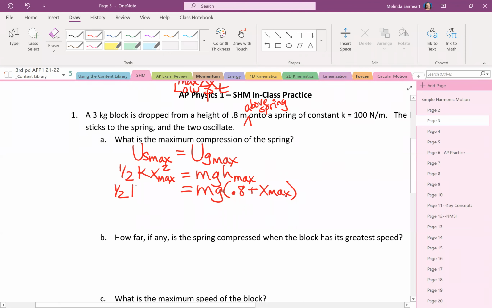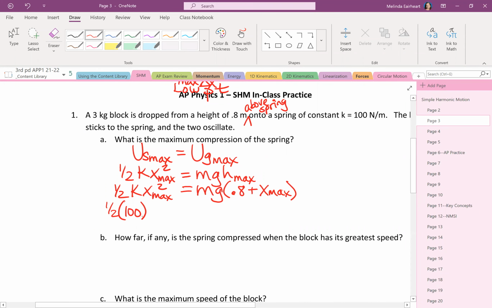Notice I've got x max on both sides. Is it going to cancel? No. This is the situation where it doesn't cancel because we've got that 0.8 plus, right? So later we'll end up distributing, but x does not cancel. In fact, mass doesn't cancel, nothing cancels. And so let's start plugging in some numbers. It would be too hard, I think, variable-wise, to solve for x max here, so we'll simplify with some numbers.